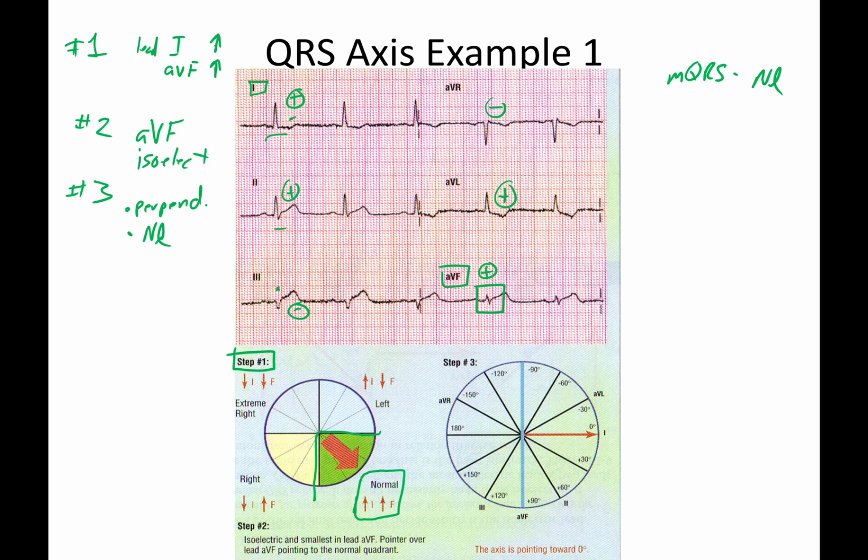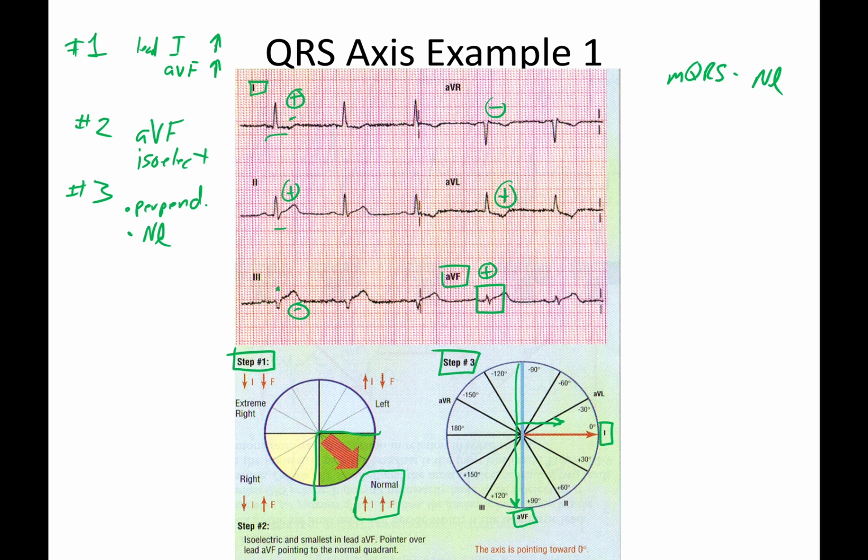So which lead is perpendicular to AVF? Well, if you look back down here on your hexaxial layout, here in this blue line, not my green line, but the blue line, you'll see lead AVF traveling vertically up and down. Who's perpendicular to that? Well, that is lead number 1. AVF and lead 1 are perpendicular to one another.